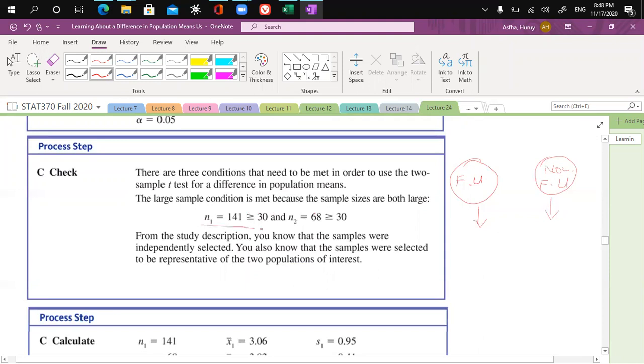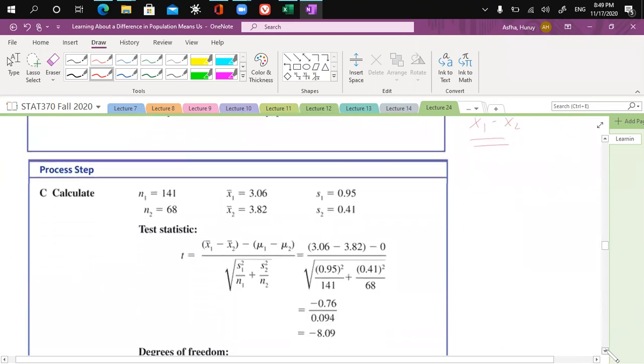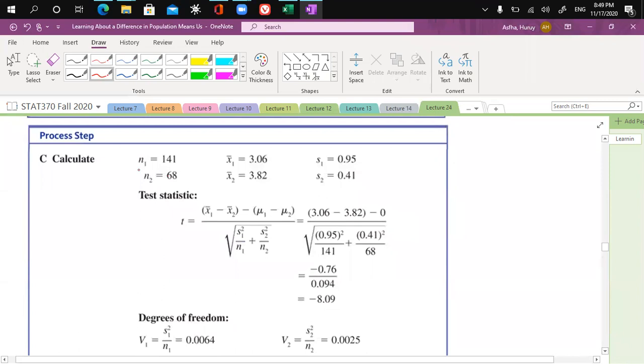And the sample size criteria is met. Both of them are greater or equal to 30. Therefore, we can assume that x bar 1 minus x bar 2 has an approximately normal distribution. So we can use this t-test statistic. Now going to the next step is calculating the test statistic. Here we have the summary: n1, n2, x bar 1, x bar 2, s1, s2. And the test statistic is given by t equals this formula. If you compute this, you get this value.